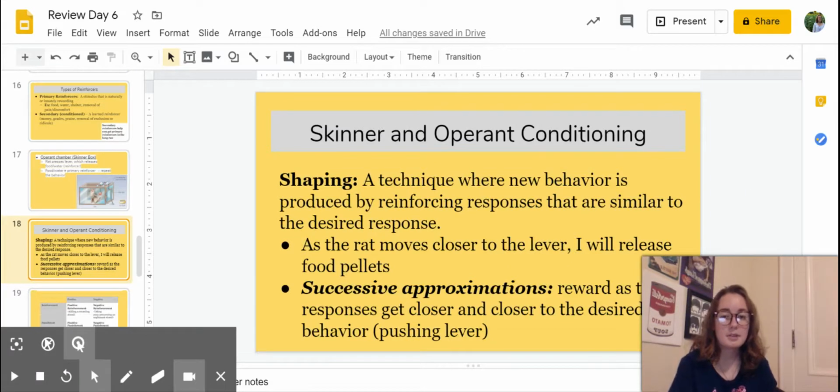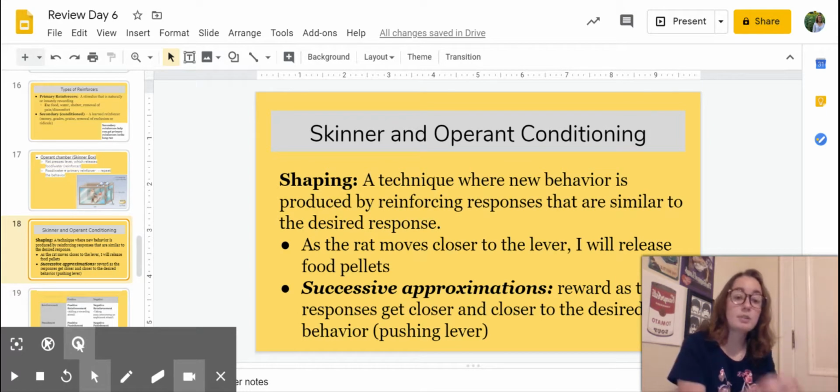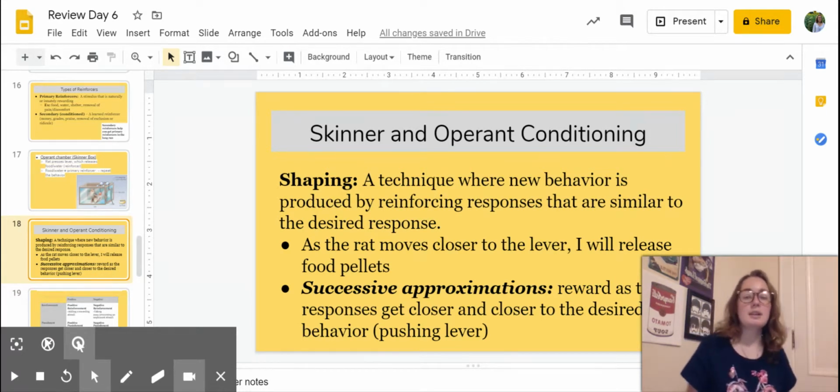So an important term to know with operant conditioning is the term shaping. You guys had a lot of fun with this. Remember our demos that we did in class? Shaping is just where you're trying to get someone or something to do a behavior, and you're going to reinforce responses that get them closer and closer to doing that desired behavior or response. And the way that you do this is by using successive approximations.